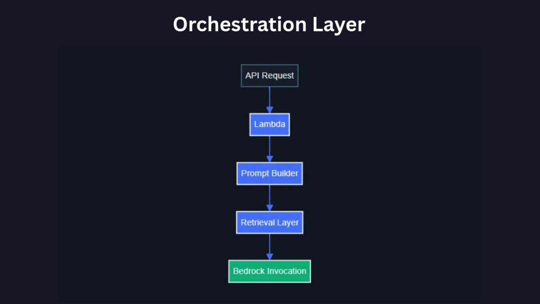Orchestration layer. The orchestration layer is the brain of the system. It constructs prompts by combining system instructions, user context, and retrieved knowledge. It decides which tools to invoke, calls the foundation model, formats the response, and handles retries or fallback paths if errors occur. Most of the AI application logic resides here, ensuring consistent and accurate responses.